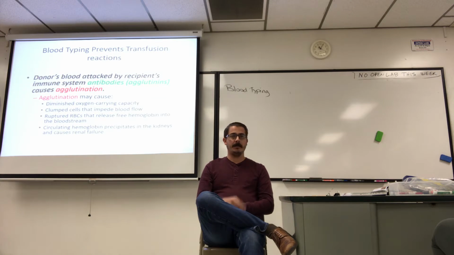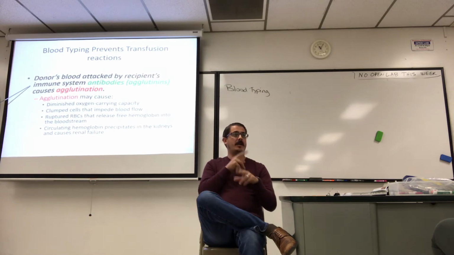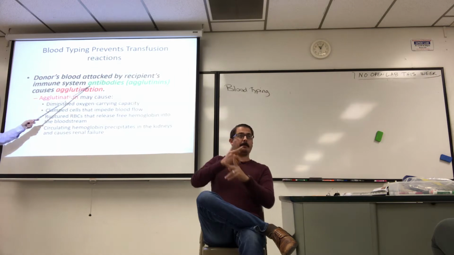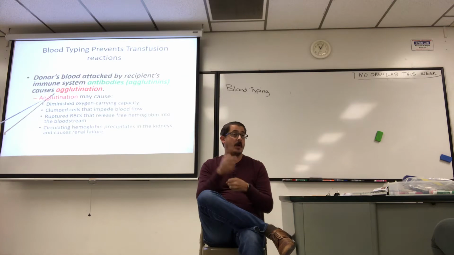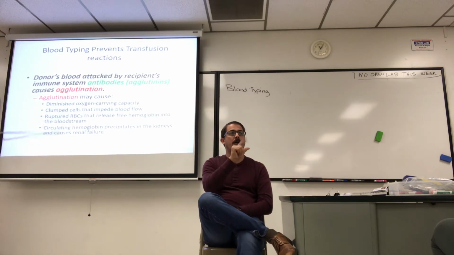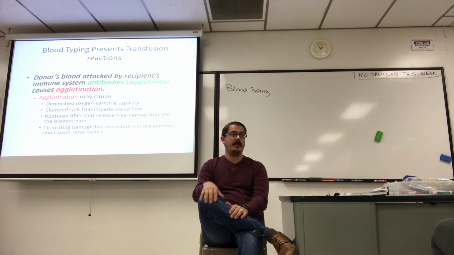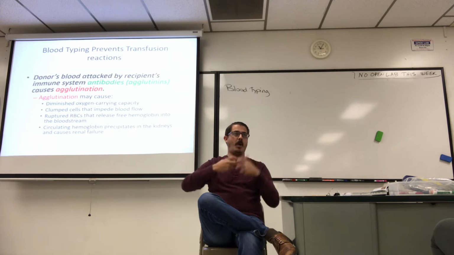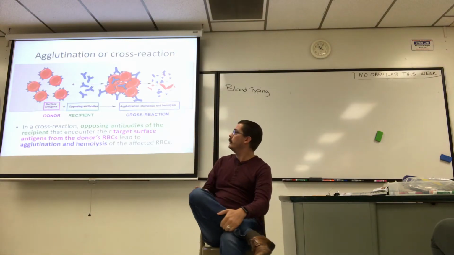So, that's what I say here. If you type a person's blood, it can prevent transfusion reactions, where the donor's blood is attacked by the recipient's immune system. We call those molecules the antibodies or agglutinins. That will cause agglutination. Just look at this list of things. Basically, these are the things that can lead to death. You're receiving so much of that blood that it's just going to cause too many problems in your circulatory system. And here's a picture of agglutination.